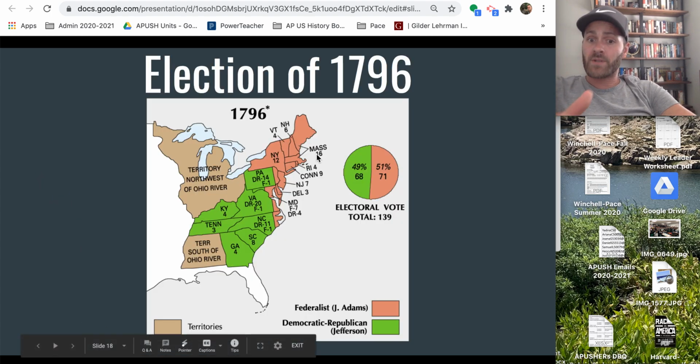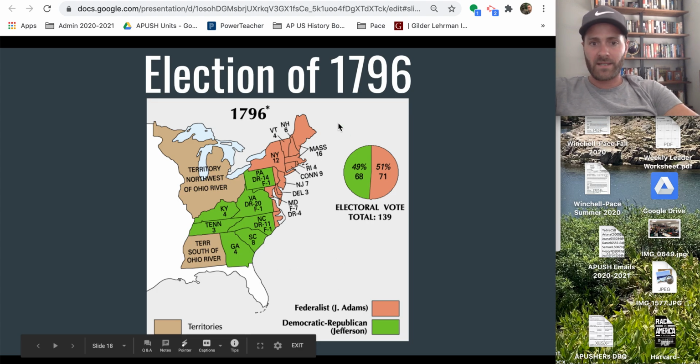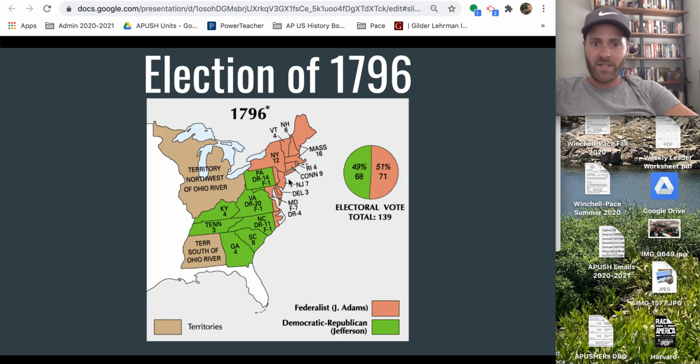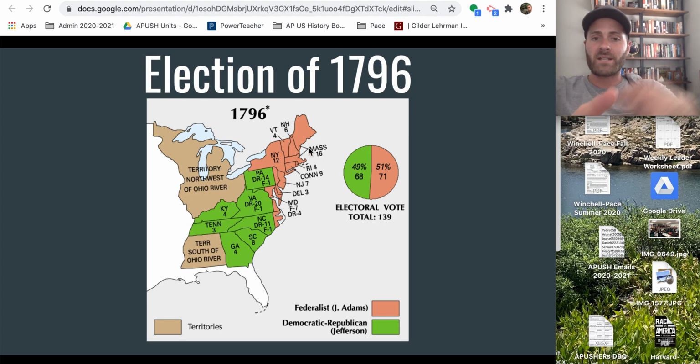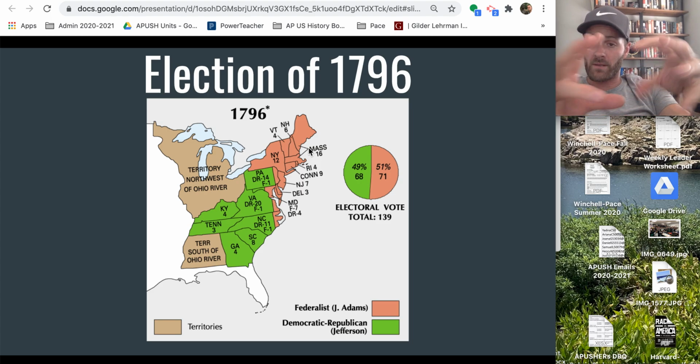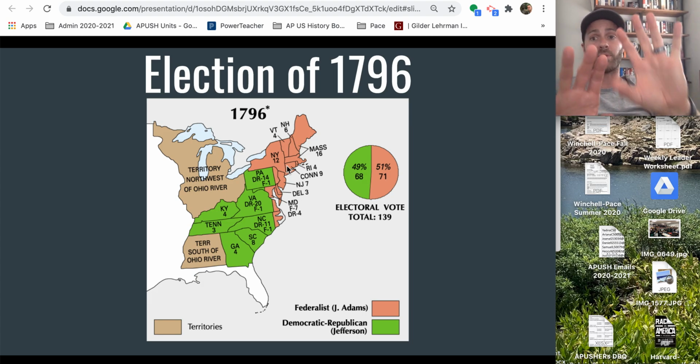And the election to replace him shows that America has listened to none of these things. We see John Adams as a Federalist running against Thomas Jefferson as a Democratic Republican. And look at this. The northeastern states and the Atlantic seaboard all vote Federalist for John Adams. The West and the South, like I just told you, vote Democratic Republican. So we've already seen political parties, and we're already seeing sectionalism, North versus South conflict, in this first election to replace George Washington.